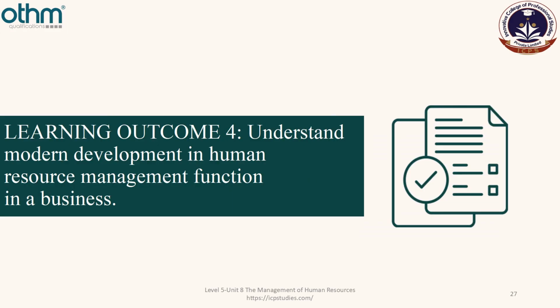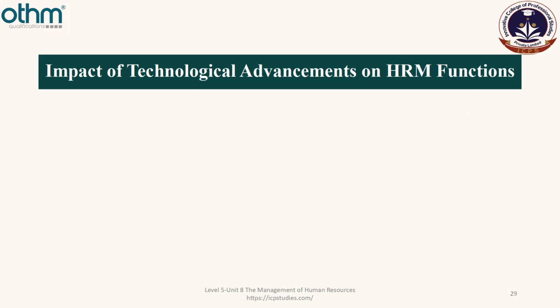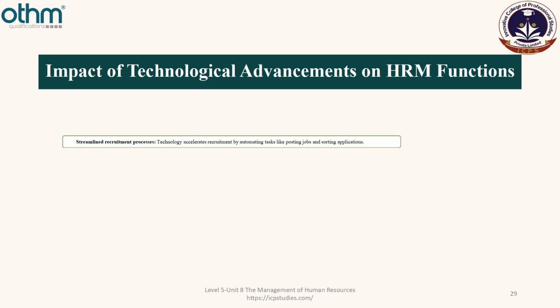Now we have the fourth learning outcome, in which we try to understand the modern development in human resource management function in our business. So first we have the first assessment criteria for that, in which we discuss the impact of technological advancement, for example, artificial intelligence and automation on different functions of HRM. So first we will discuss the impact of technological advancement on HRM.